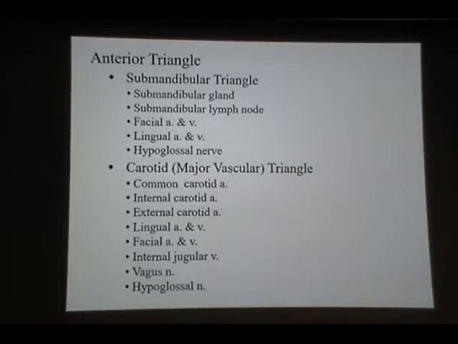Okay? Facial artery and vein, we saw this. Remember how they ran through the submandibular node? So they're running through this triangle. Okay? And the lingual artery and vein also run through this triangle. Okay? And the hypoglossal nerve, as it's ascending to the tongue, runs through this triangle.